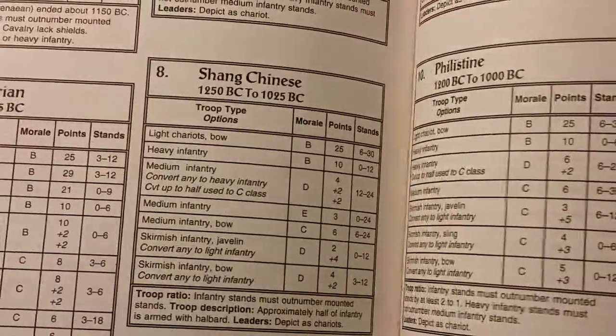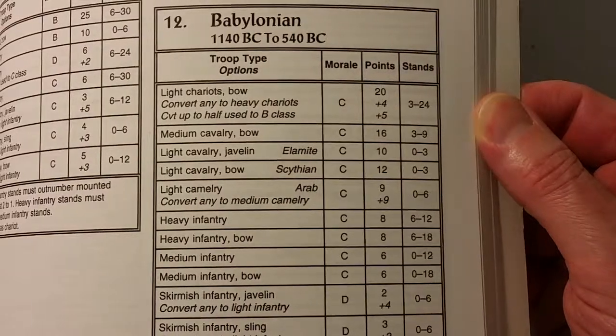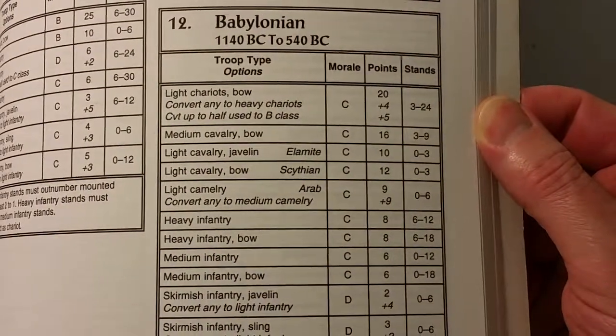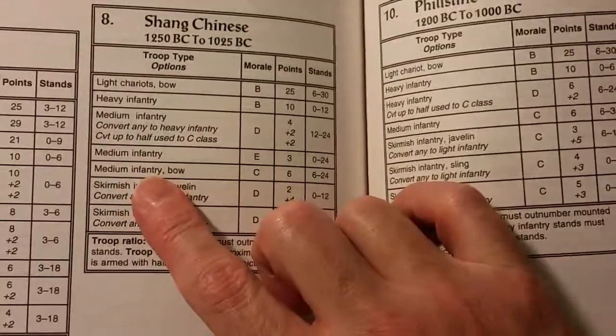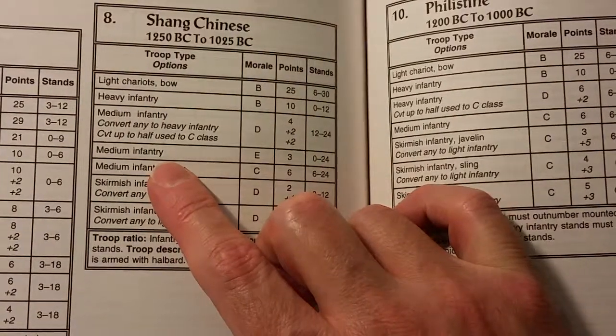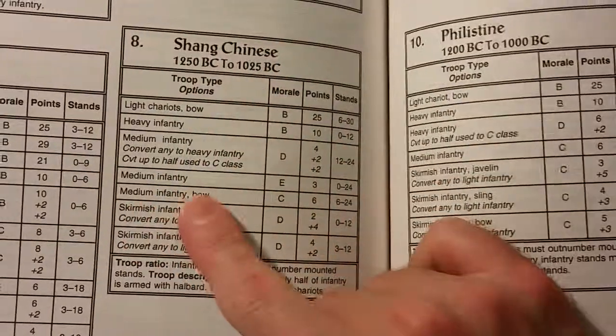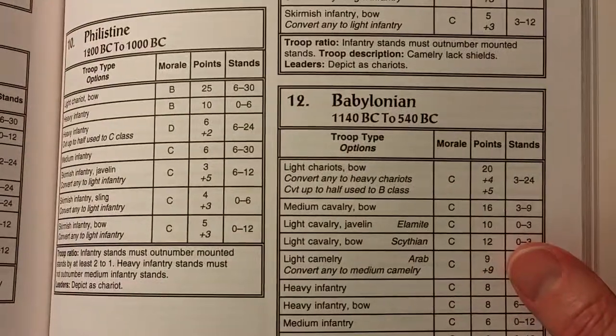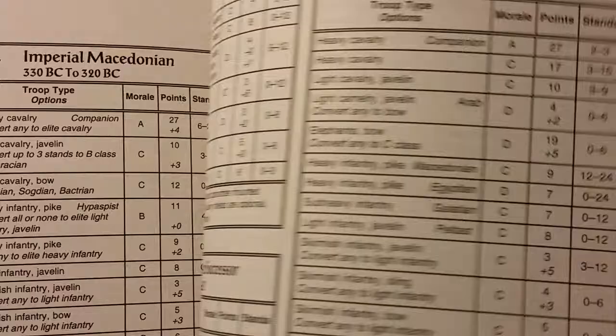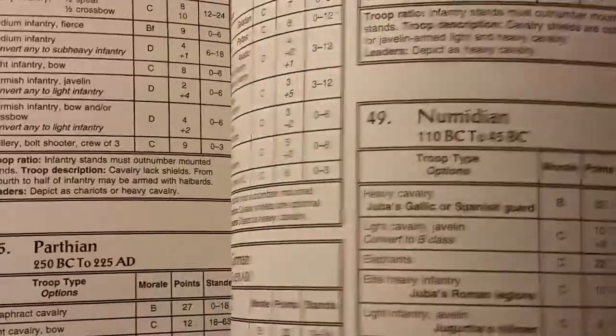So we got tables after tables for each of these armies. Babylonian. So detailed tables, but not overwhelming at all. We're still talking about the basic troop types, right? Medium infantry for the Shang Chinese, medium infantry bow. Yeah. So many pages and pages of all of these tables.